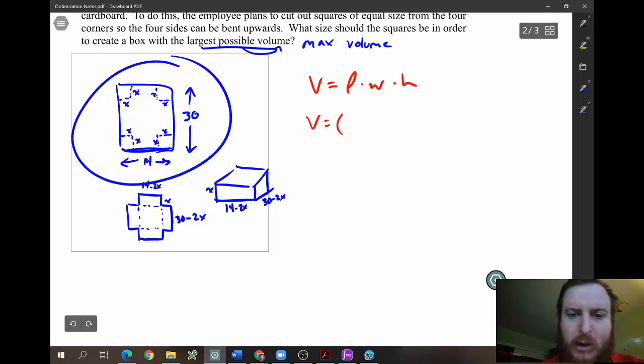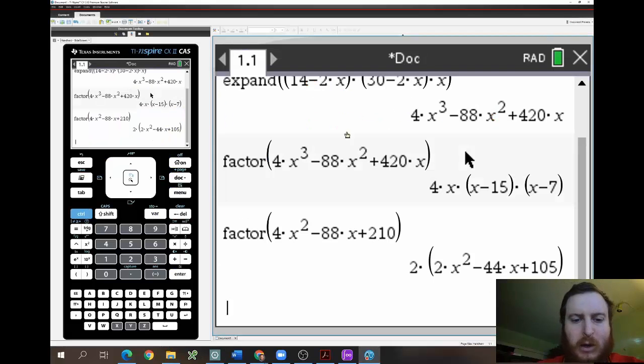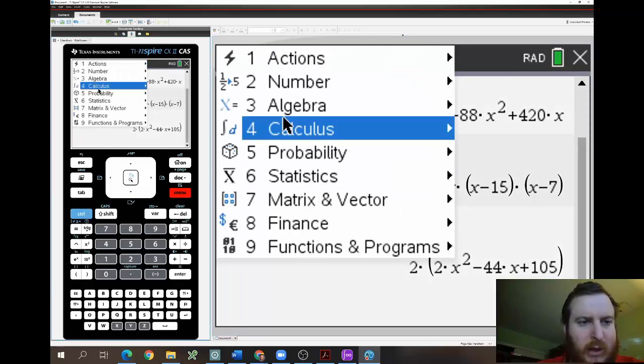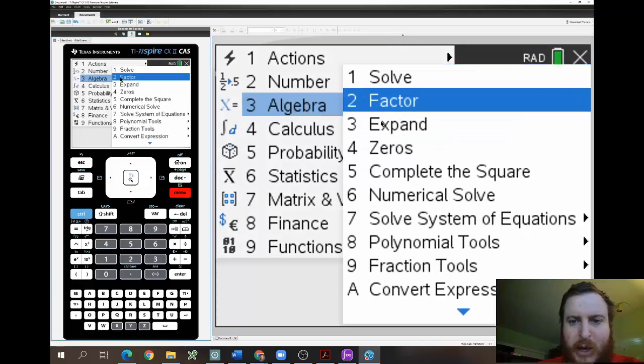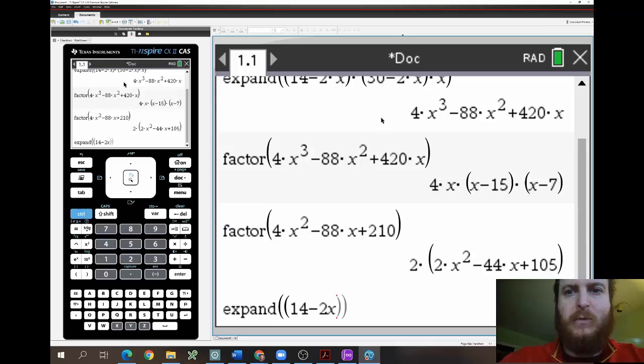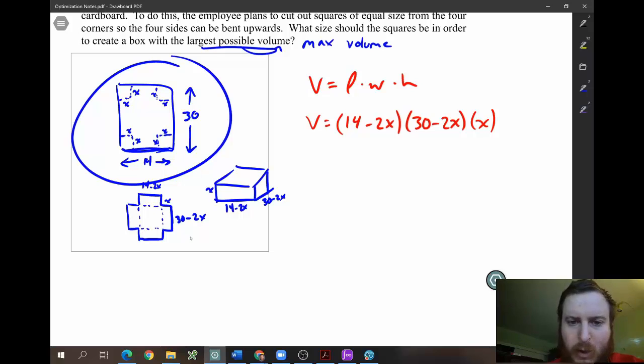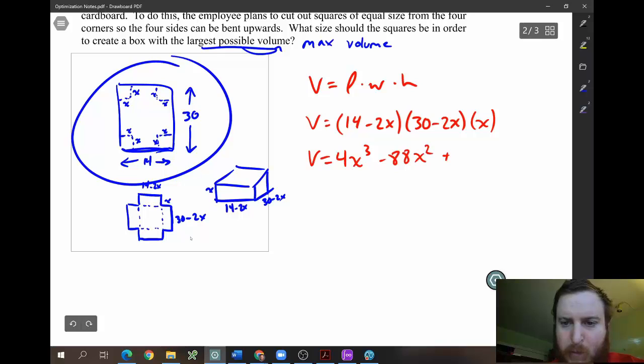And so the length here would be 14 minus 2x times 30 minus 2x, and our height would be just x. And I'm going to go ahead and use our calculator on this one. Those numbers are a little bit nasty. So on our calculator, there is a button that says expand. So in algebra, we can go to expand. And we can just type in 14 minus 2x times 30 minus 2x times x. And that'll expand it out for us. And then we want to take the derivative of that guy. So 4x cubed, right? Our volume is 4x cubed minus 88x squared plus 420x.